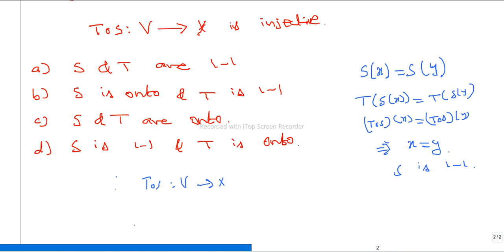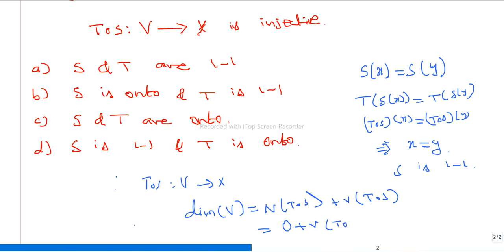So we can say it is onto, because by the rank-nullity theorem the dimension of V equals the dimension of the null space of the composition plus the rank of the composition. But this is 1-1, therefore the null space dimension should be 0, and there should be a rank equal to the dimension of the image space of T composition S. This is the dimension of V, but the dimension of V is given as equal to the dimension of X.